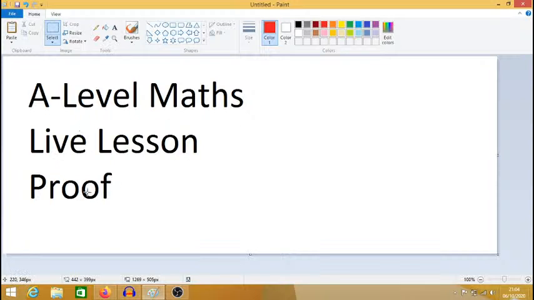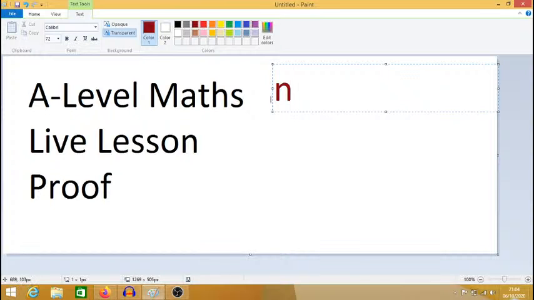A-level Maths live lesson on proof. Continuing what we've done before and looking at proof, and today's a little bit harder, just a touch harder, because you have to really go into the question and break it up into parts. But apart from that, it's nothing more than what you've learnt so far. We just need a little recap.